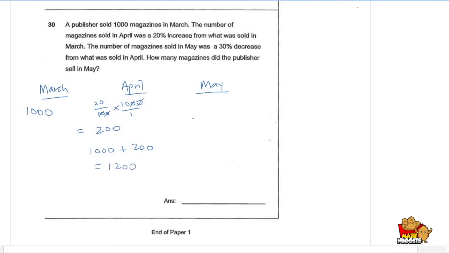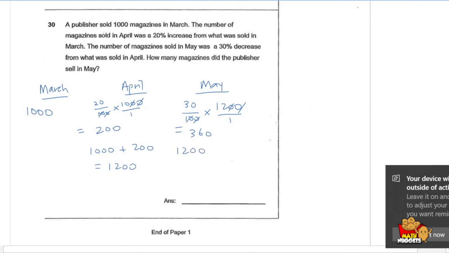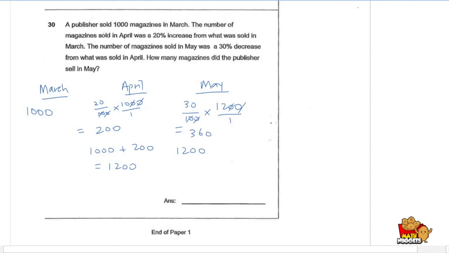Then they tell us that in May there was a 30% decrease from what was sold in April. So let's find out the decrease. 30% of April, which is 30% of 1,200, and this is 360. So then I will take April, and I take away the decrease of 360. So 1,200 minus 360. It's 840 magazines in May.